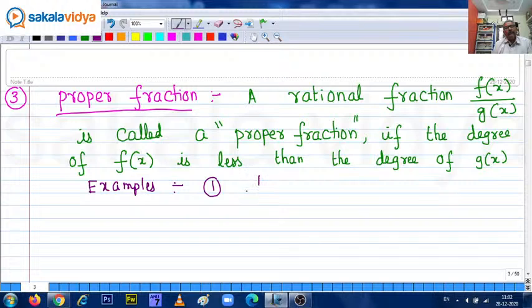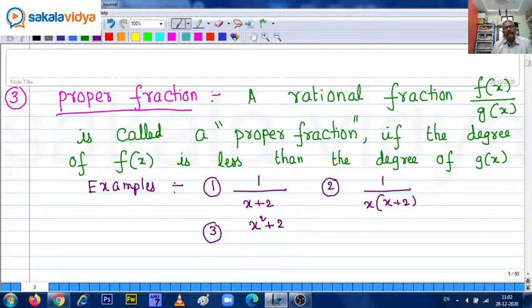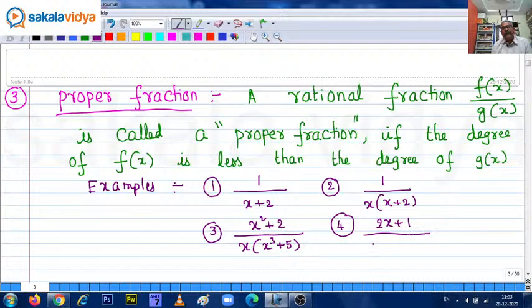First example, 1 upon x plus 2. You see, 1 means degree is 0, here degree 1. Second, 1 upon x into x plus 2. These are all proper fractions only. And next, x square plus 2 upon x into x cube plus 5. Next, fourth one, 2x plus 1 by x square minus 5x plus 6. So these are the examples for the proper fraction.